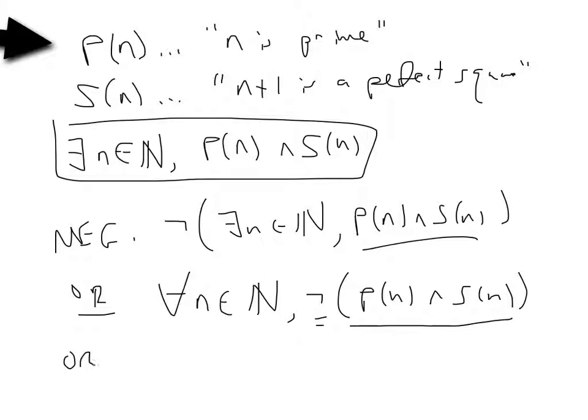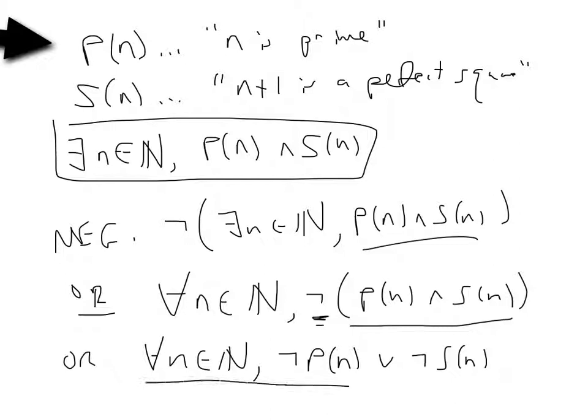Now, that raises something that we looked at before, which is De Morgan's laws, which tells us how this negation sign can push inside of parentheses. We know that the negation can go inside of parentheses, and the consequence is that this connective changes. The and will change to an or. So I could even go one step further here and write this as for all n, not P of n or not S of n.